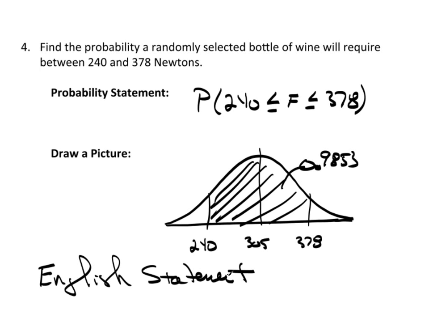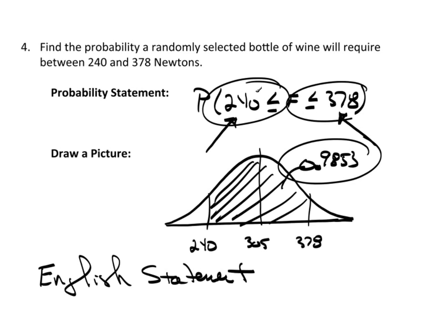Another way of saying that is you notice the 240 was the boundary line for not tight enough, and 378 was the boundary line for too tight to be comfortable. So the in-between is where you want to be. So they're saying that based on this industry standard, a little over 98%, about 98.5% of all the bottles are within the range that they want it to be. Sealed tight enough, but not too tight.